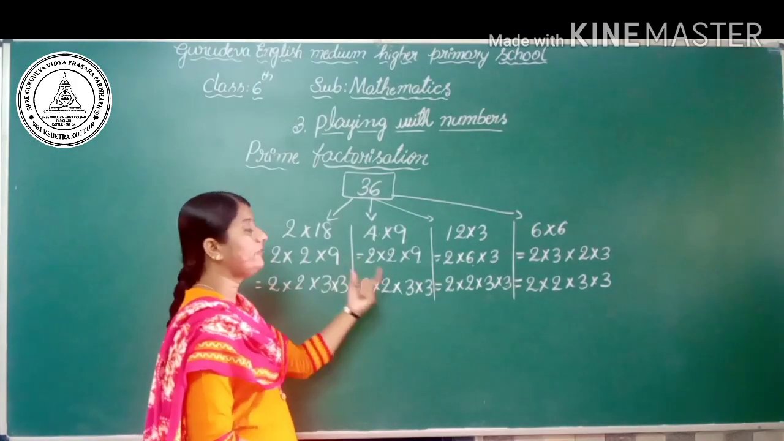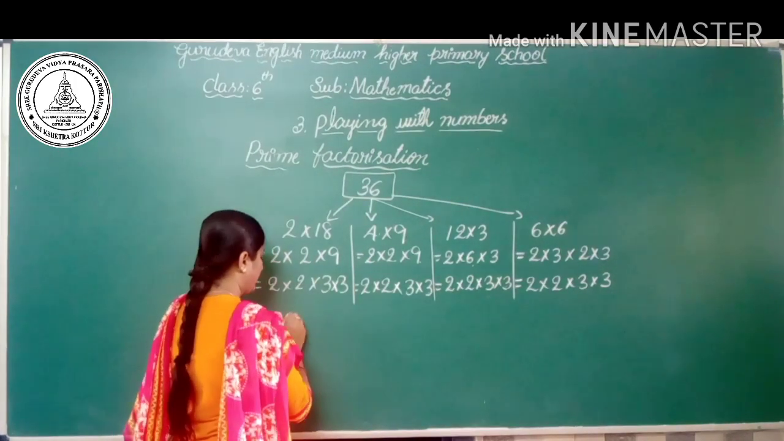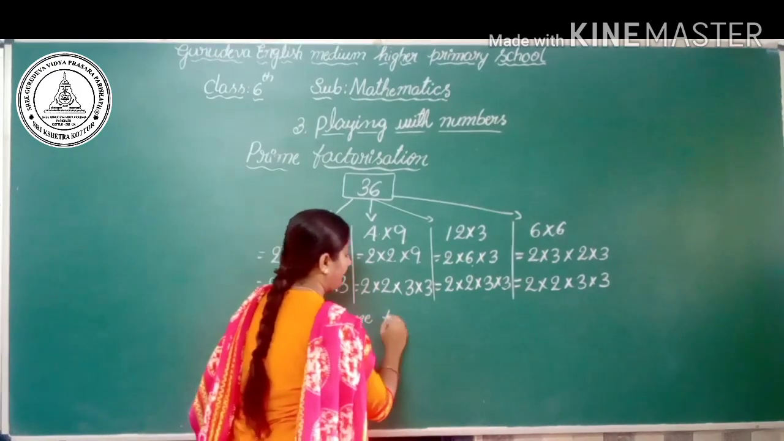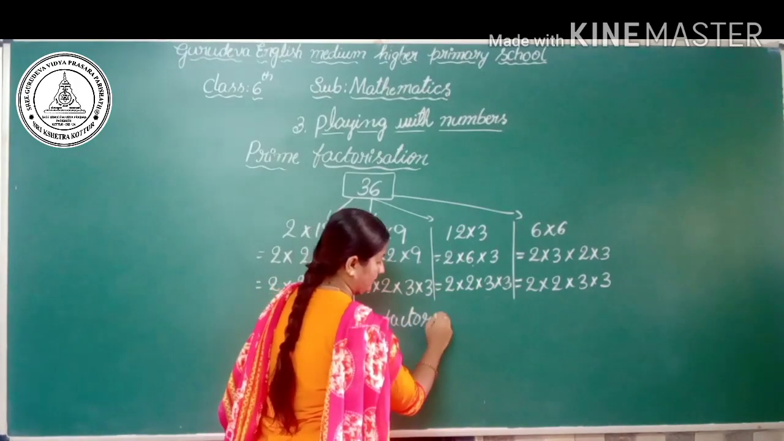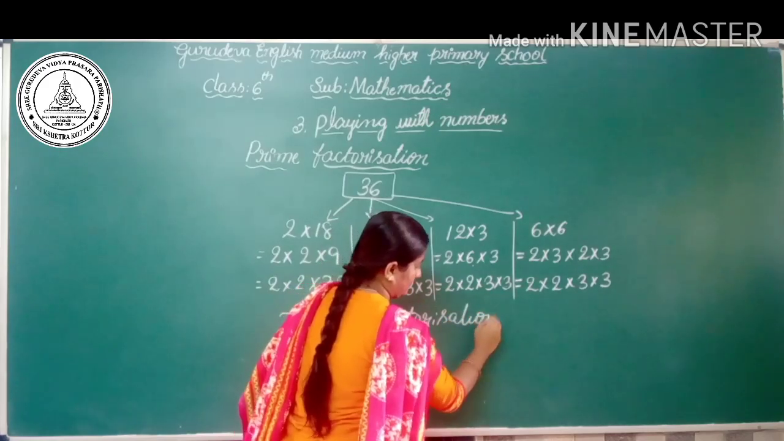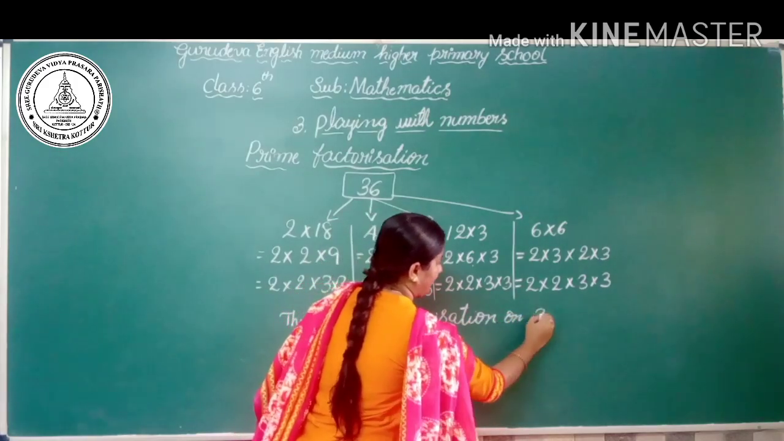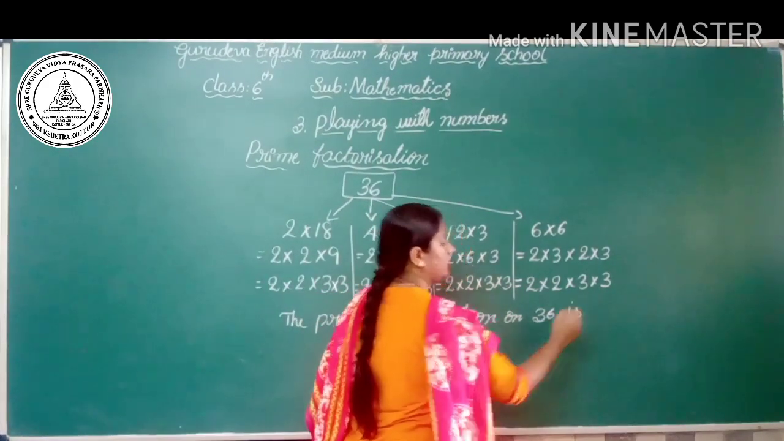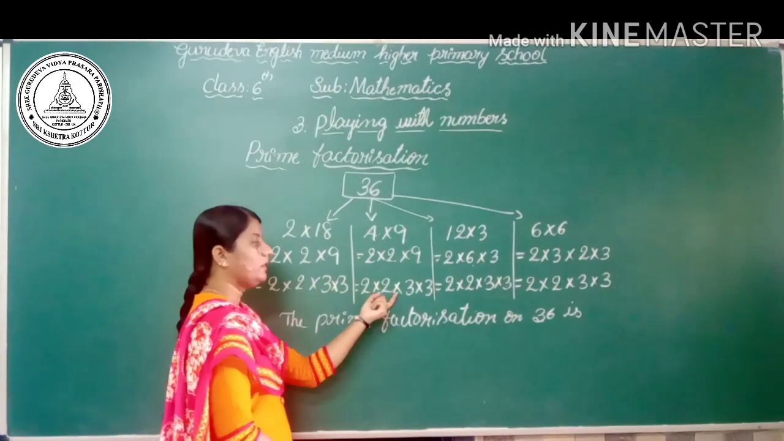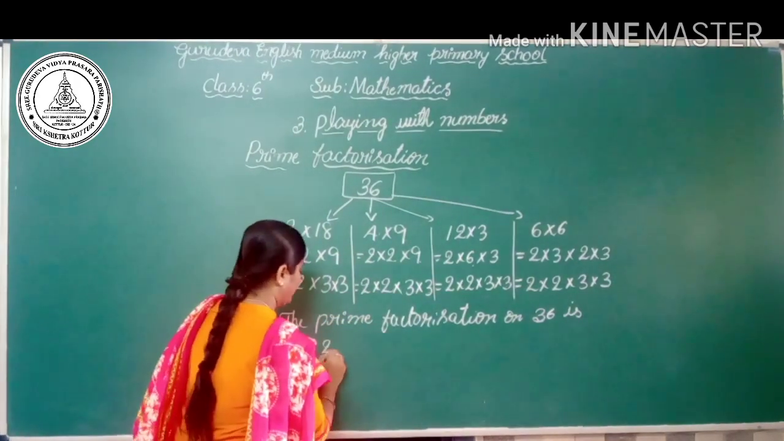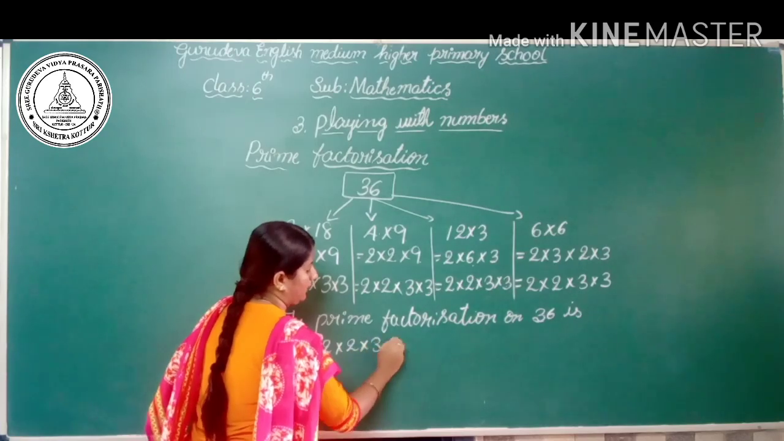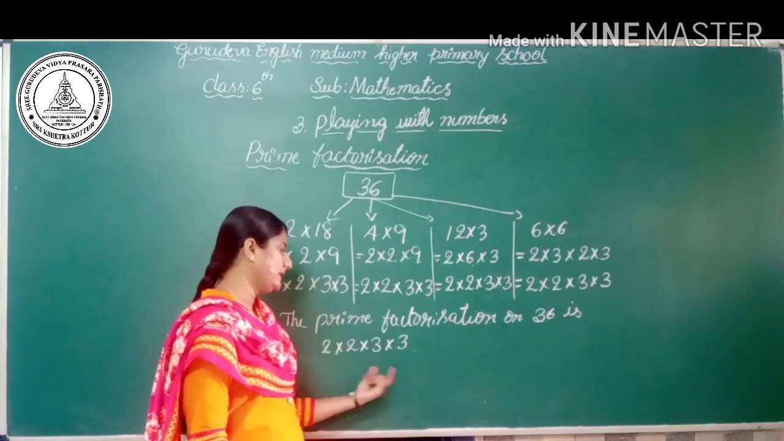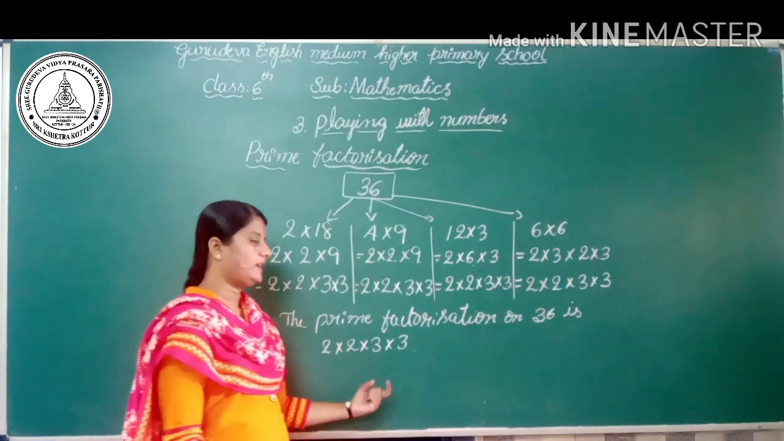So we can write here the prime factorization of 36 is 2 into 2 into 3 into 3. That is the prime factorization of 36. Okay, is it clear? Yes.